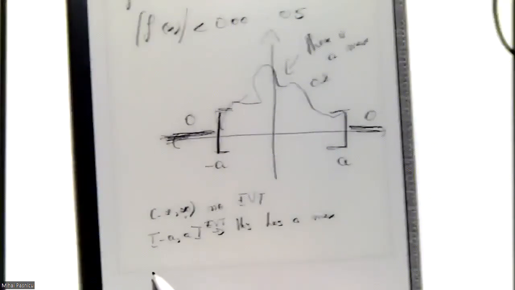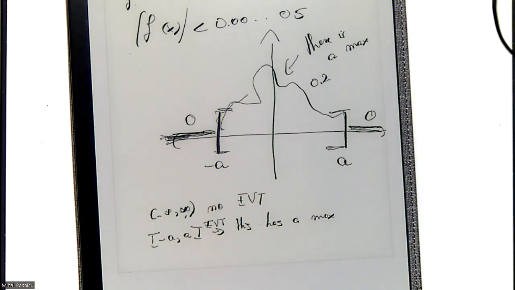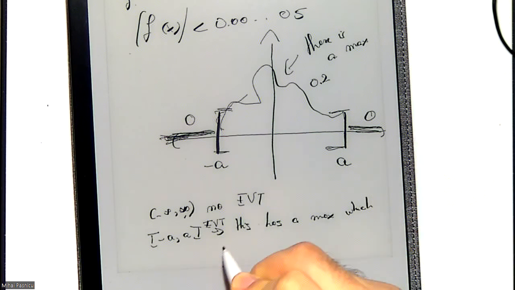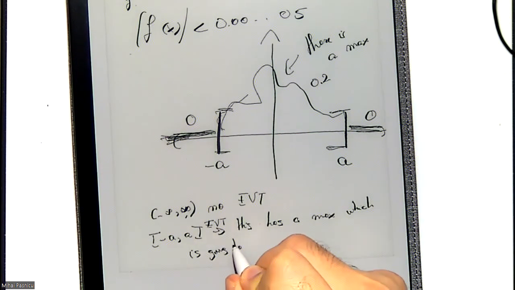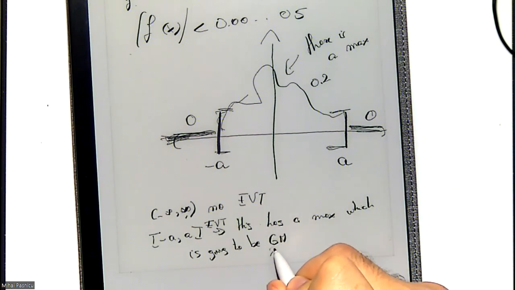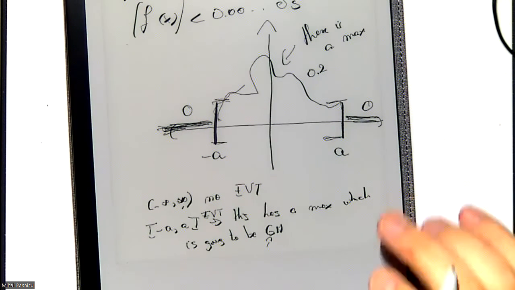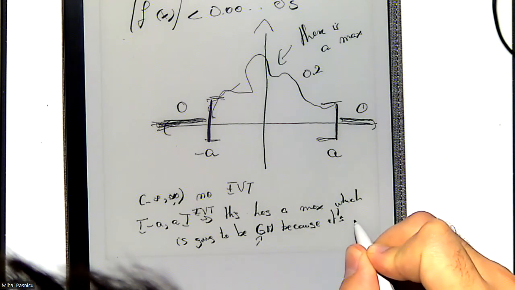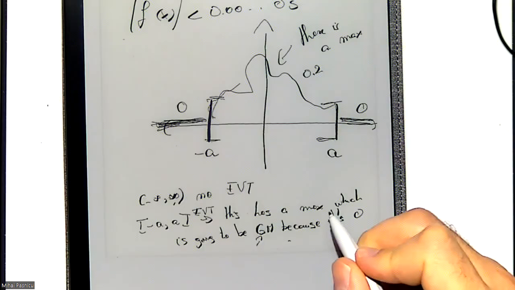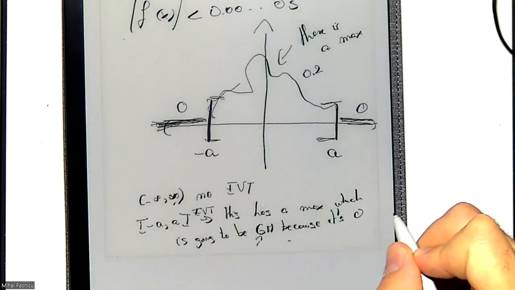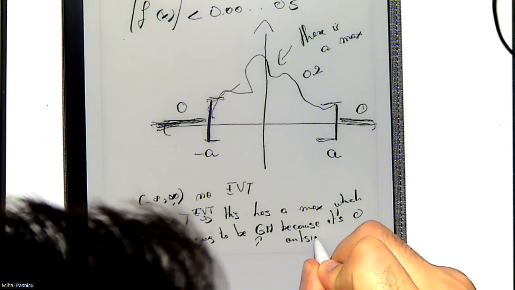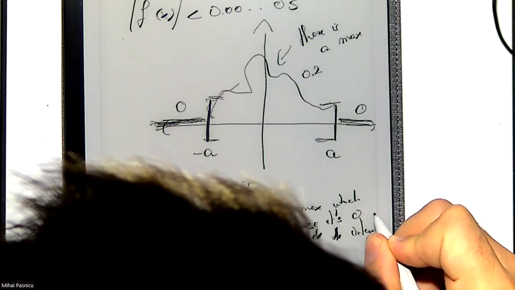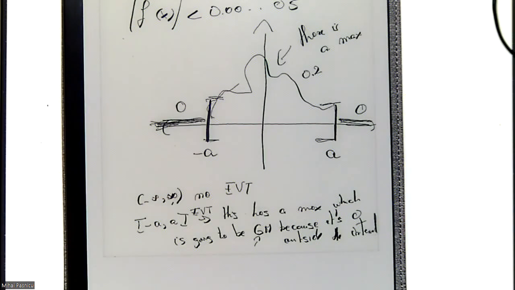So the way I would write it is: on [-a, a], by EVT, f has a maximum, which is going to be the global maximum. By the way, this is my short form; I don't think it's international by any means. It's going to be the global maximum because the function is zero outside the interval. This is the argument I would write, and I would be perfectly fine.